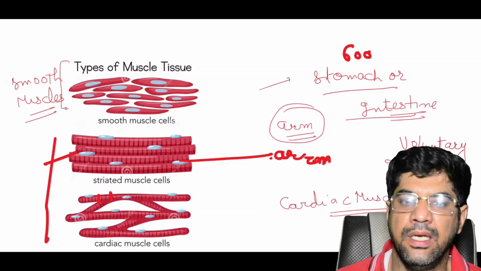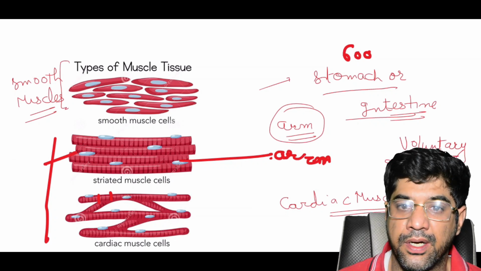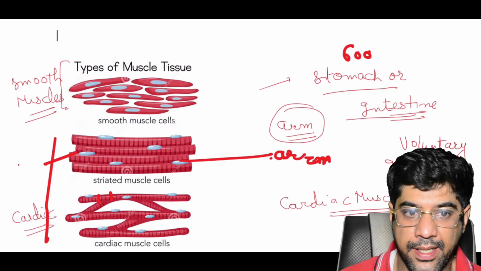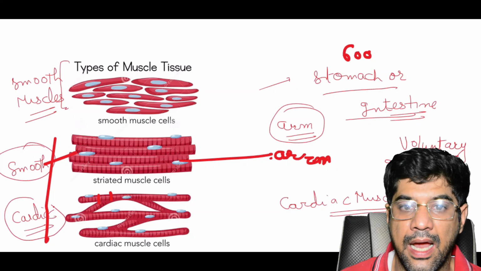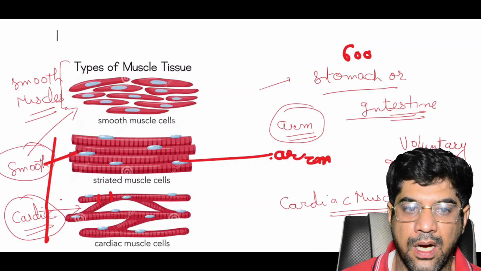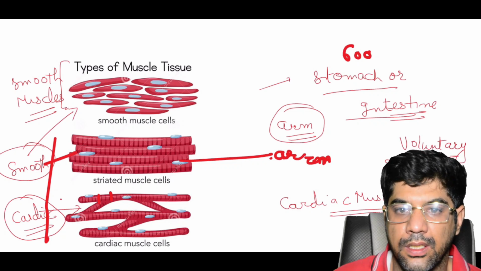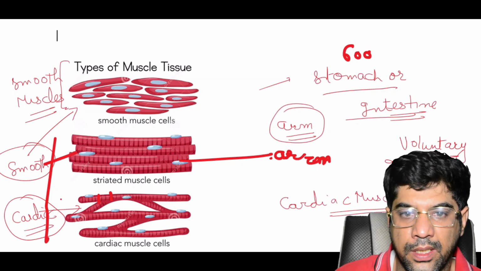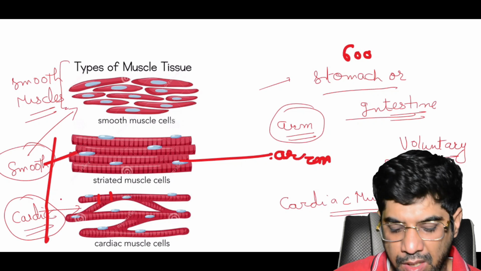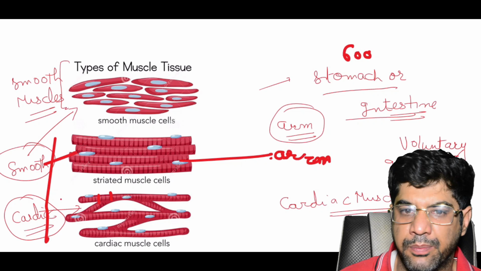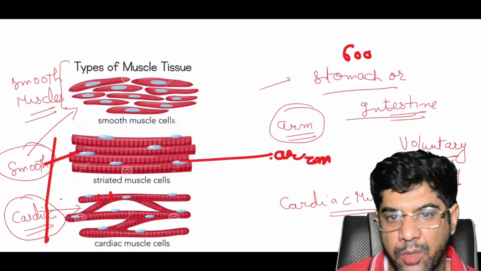Other are the involuntary muscles. What are involuntary muscles? They cannot be controlled by our will. They are cardiac and smooth muscles. Remember, cardiac and smooth muscles are involuntary. So like the beating of the heart or the movement of the food through the digestive tract is an example of the involuntary muscles.